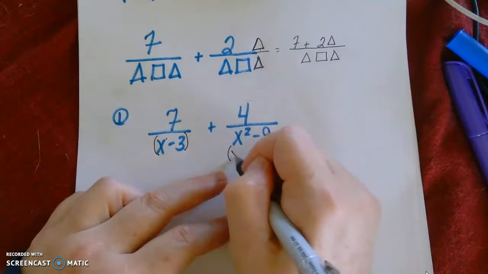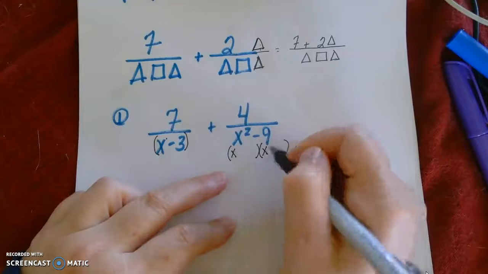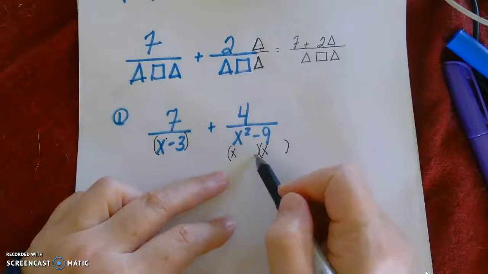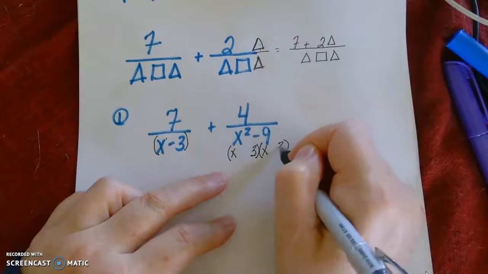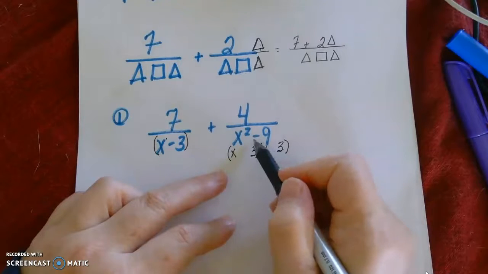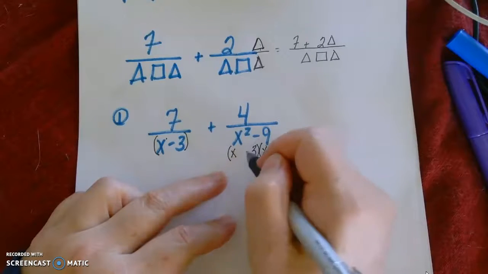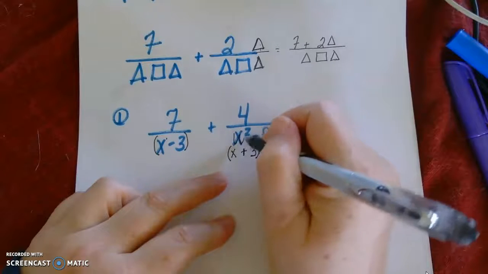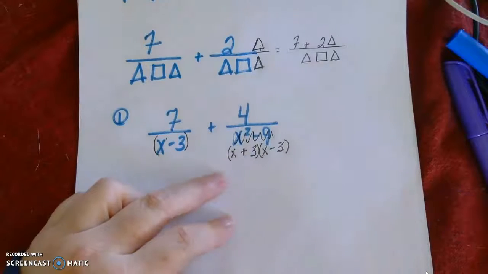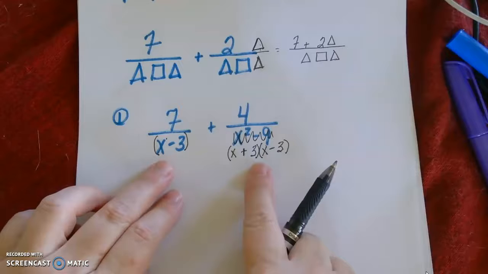X squared breaks down to x times x. 9 is on the right side, so by the right parentheses, 9 breaks down to 3 times 3. And what kind of signs do I multiply together to get a negative? It's a positive and a negative. So I no longer have that denominator, I have this.